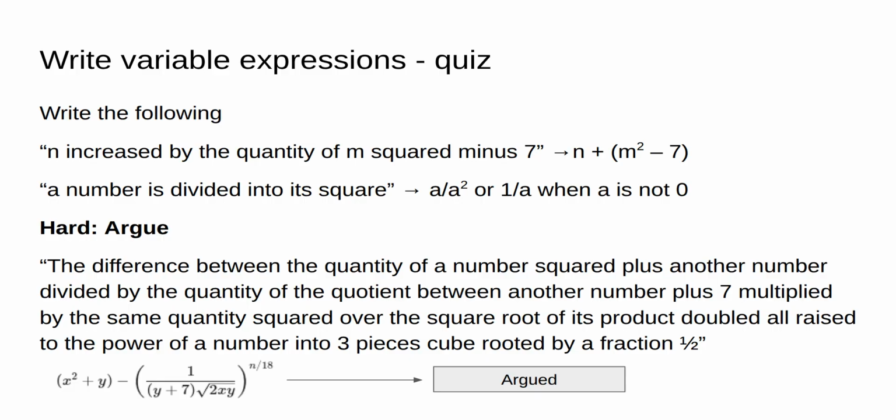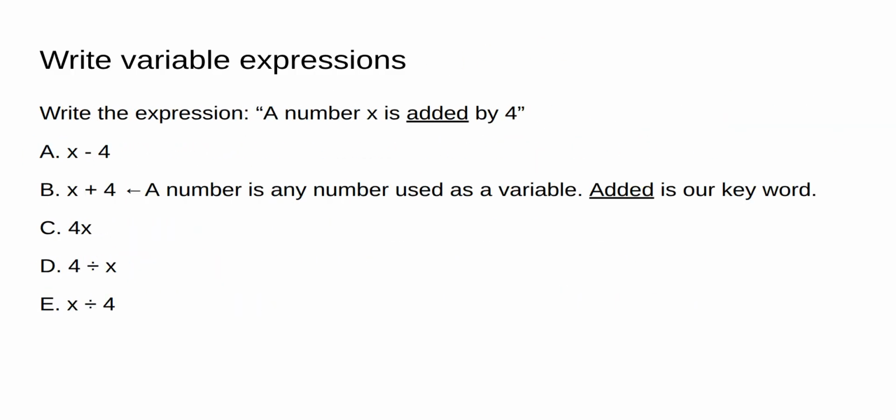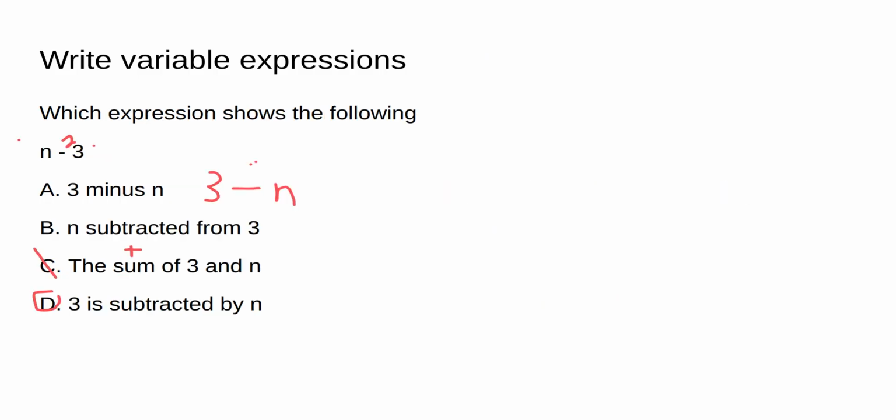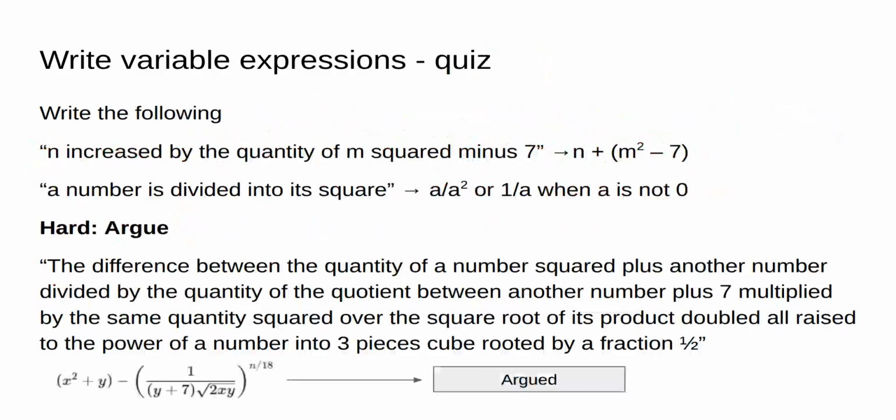I tried to write it in decimals, because I don't have that thing, right? I really don't know why, but this is how it looks. It's x squared plus y minus 1, over the quantity of y plus 7 to the square root of 2xy, all raised to the power of n over 18. This is a big jump, because we were just looking at this, and x was added by 4, and by the end we're looking at this, and that is what we call mastery.